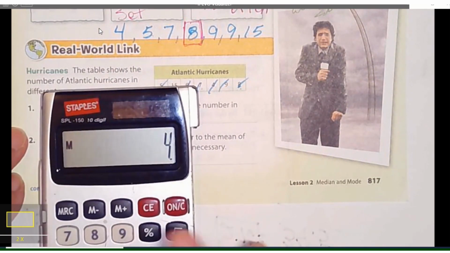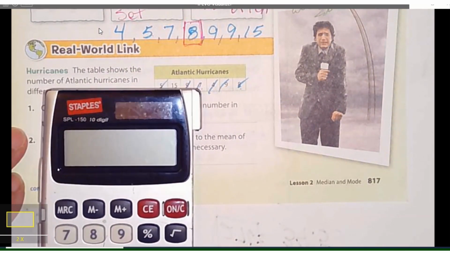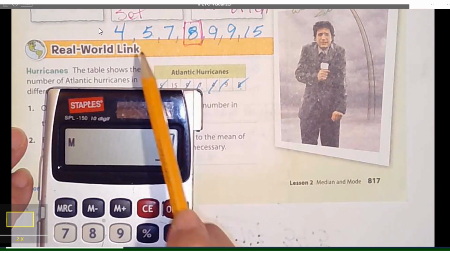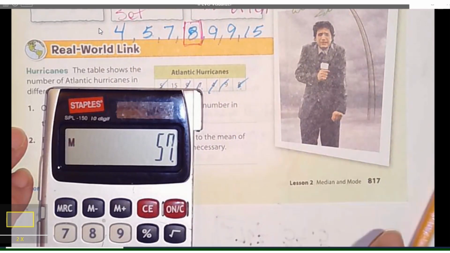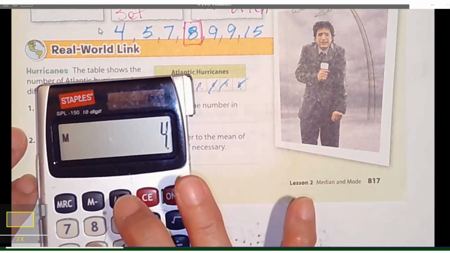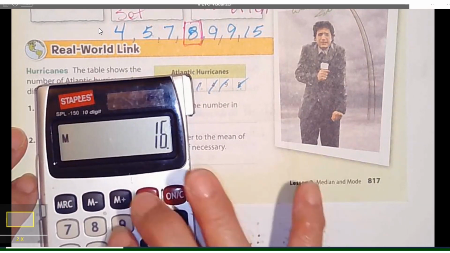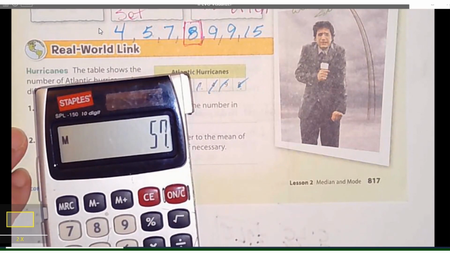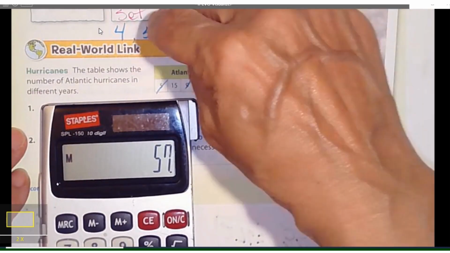Okay, we have 4 plus 5 plus 7 plus 8 plus 9 plus 9 plus 15. So that's 57. So we take the 57 and divide it by the pieces of data we have. 1, 2, 3, 4, 5, 6, 7. And I'm going to check it again just to make sure. As I mentioned, remember, it's always good to check your work a couple of times. Sometimes, even if you're using a calculator, you can mess up. 57 divided by 7.